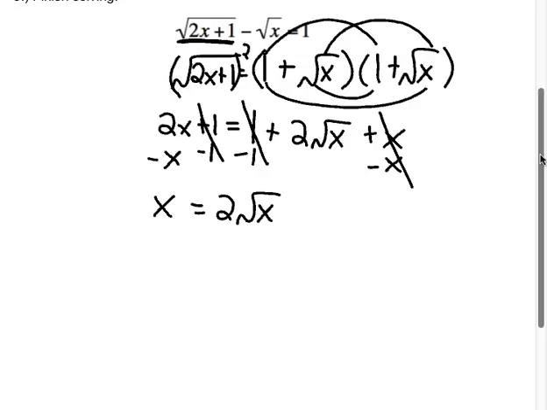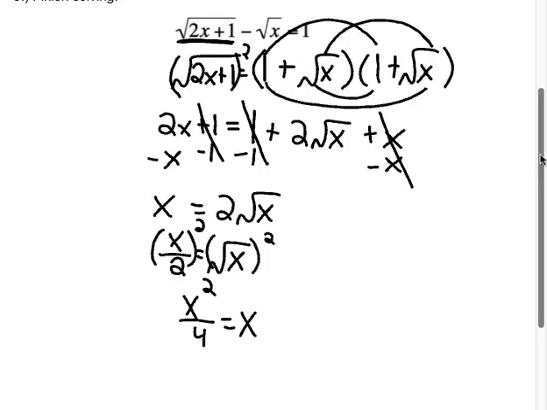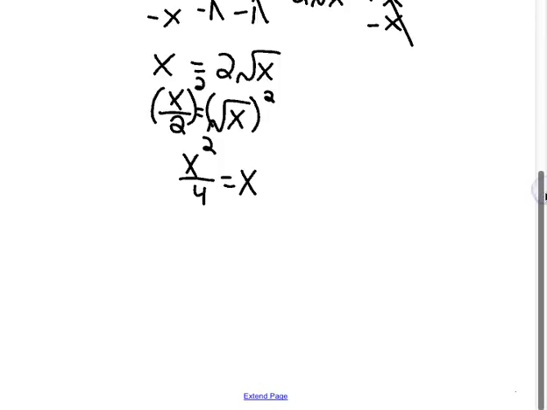All right, now I need to isolate that square root, so I'm also going to divide by 2. And now finally that square root is by itself, so I can square it. So I'm going to get x squared over 4, and it's just going to set that free. All right, so now I'm actually going to multiply that 4 back over because I don't like having a fraction like that.